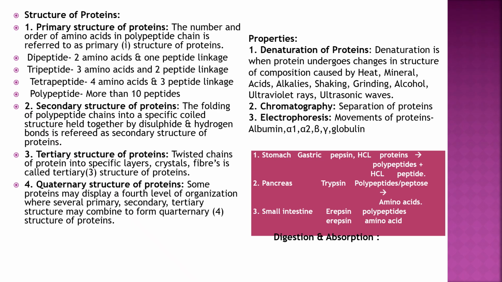Then the secondary structure, the folding of the polypeptide chain into a specific coil structure. The tertiary structure is twisted chains of protein into specific layers, and quaternary: some proteins will display a fourth level of organization. Here, several primary, secondary, tertiary structures are combined to form the quaternary structure.